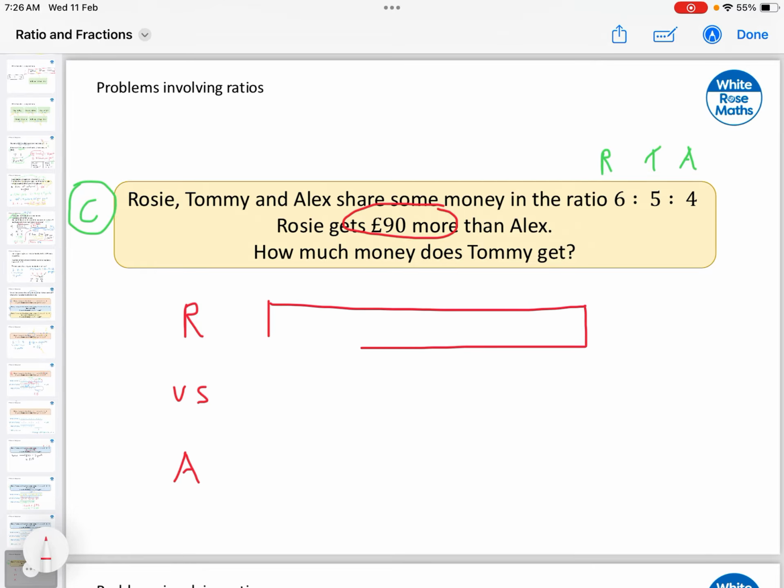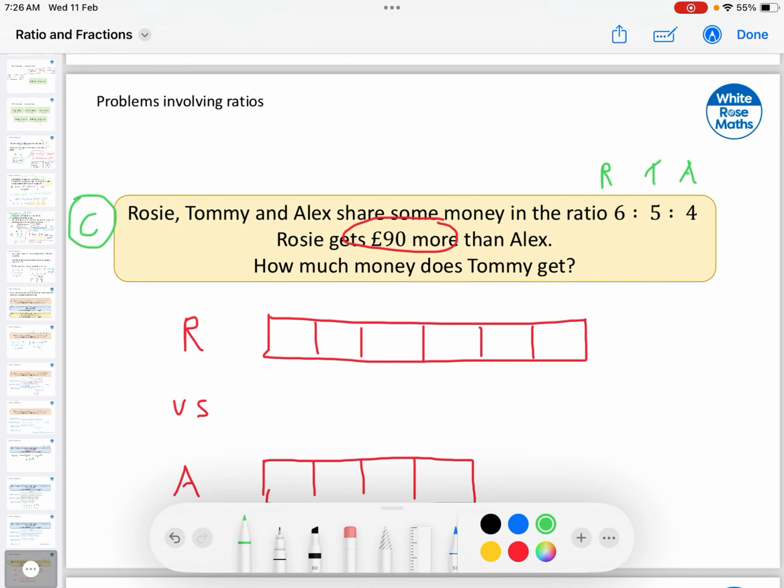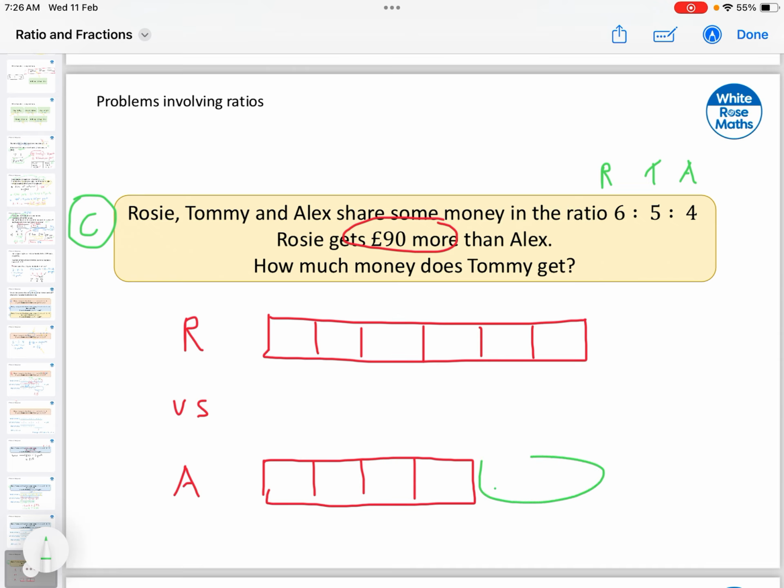So let me make a drawing here. Rosie has 6 parts, and Alex, poor Alex, only has 4 parts. And what we know from this diagram is that there is a difference between them. You can see from here that Rosie is receiving more money. And the information we know is that the amount that Rosie gets more than the rest is 90 pounds.